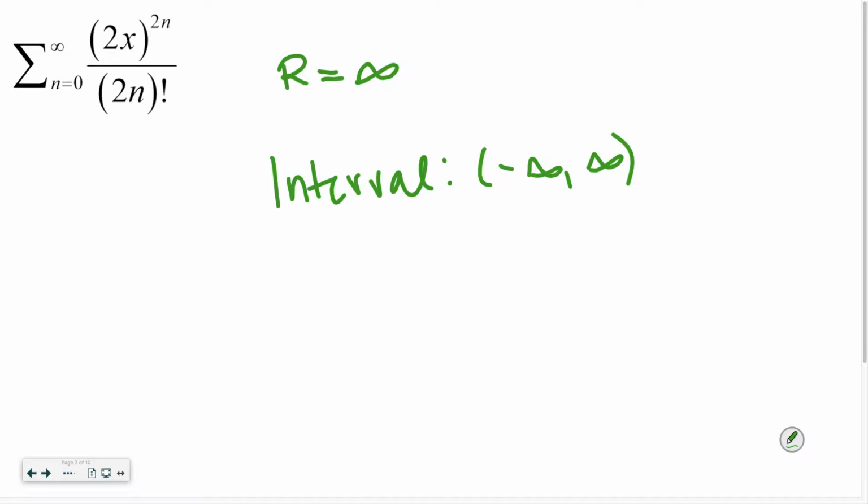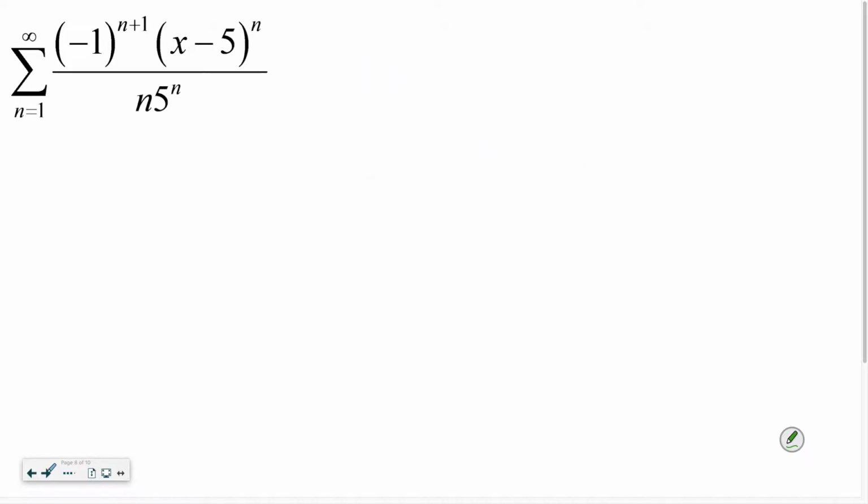Okay, so now let's look at one that is not centered at 0. How do we know that this one is not centered at 0? There's the 5, because you see x minus 5 to the n. This is centered at 5.